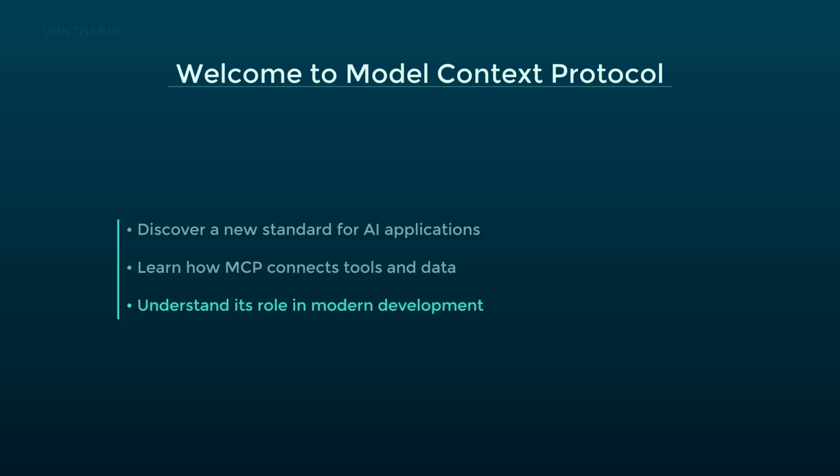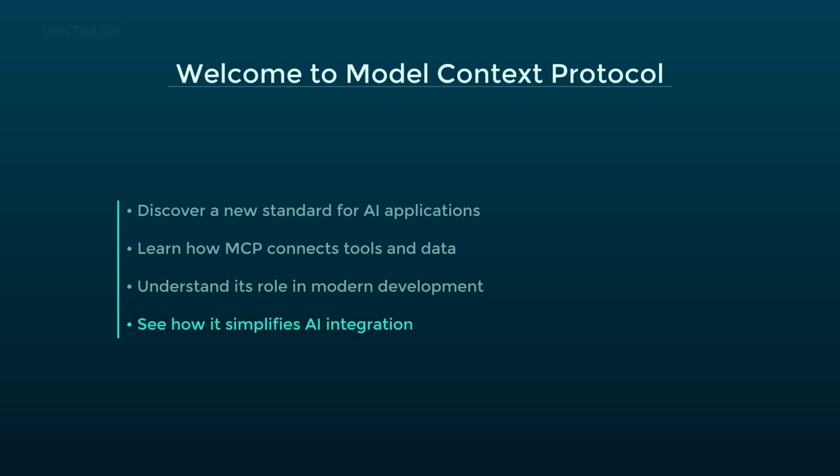Now, to understand its role in modern development, picture this: you have data in one tool, like a database, but your AI assistant cannot directly access it. MCP acts as the universal translator, letting your AI securely connect to and use that data, turning isolated systems into a cohesive, intelligent workflow.